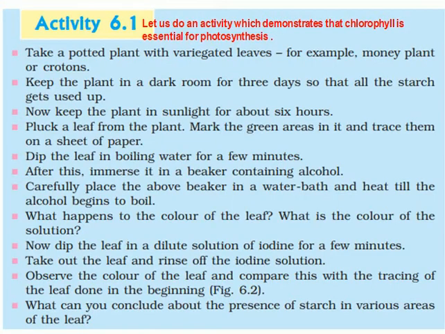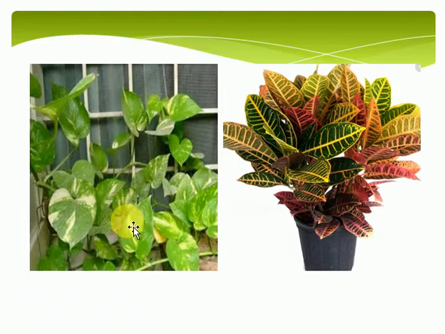Now let's talk about the two activities. The first activity, that is 6.1. First I'll tell you the activity, then after that we will read what exactly is written in NCERT. What we'll do in this activity, we'll take a variegated plant. A variegated plant is a plant on which the entire leaf is not green in color. Somewhere it is green, some other part is let's say white or of any other color. This is croton and this is money plant.